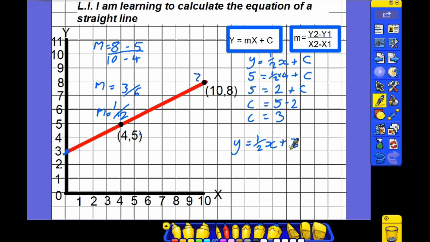So there you go, guys. That's how we work out the equation of a straight line. We work out its gradient first of all. Once you've got its gradient, you can work out the c value by plugging in an x and a y for any of the coordinates that you have on the graph.